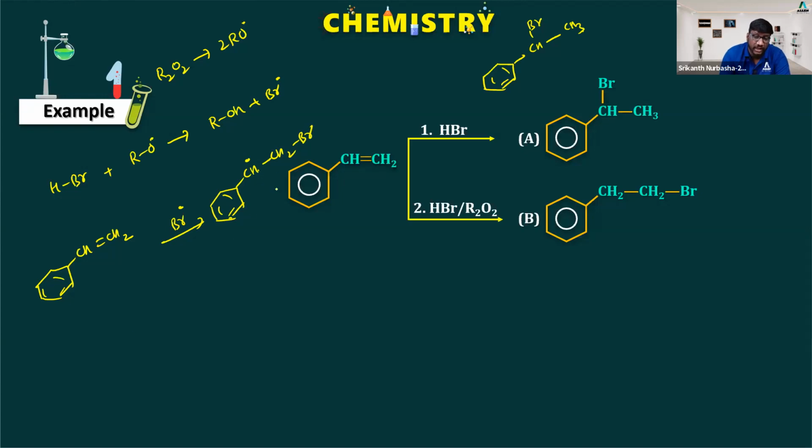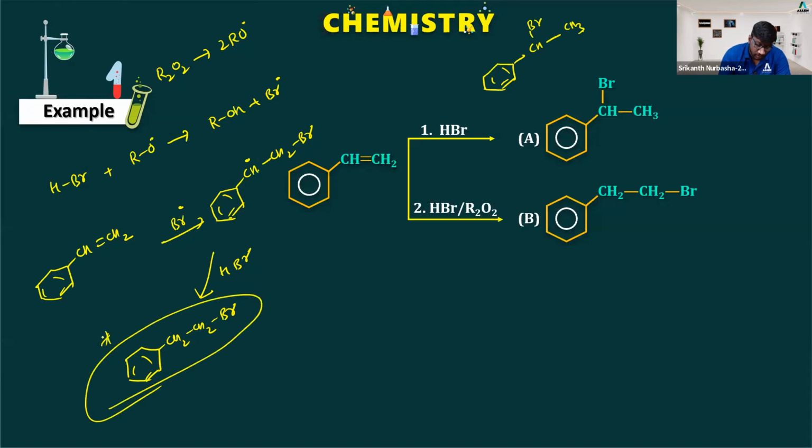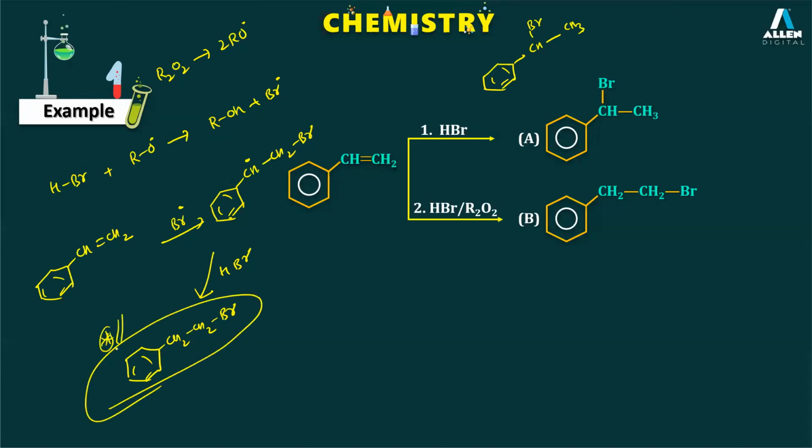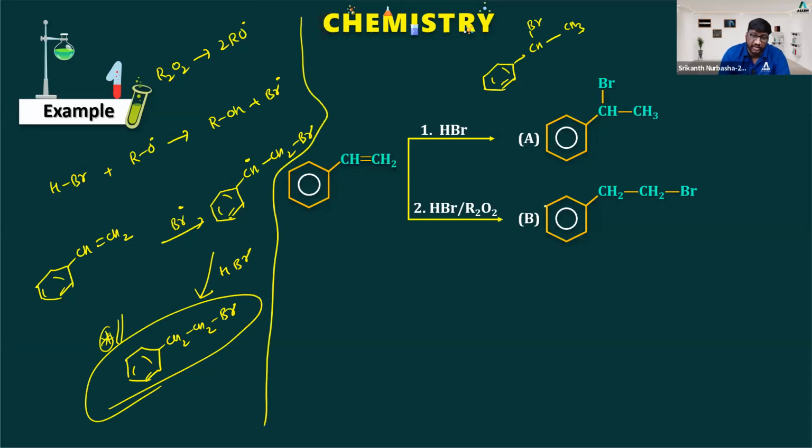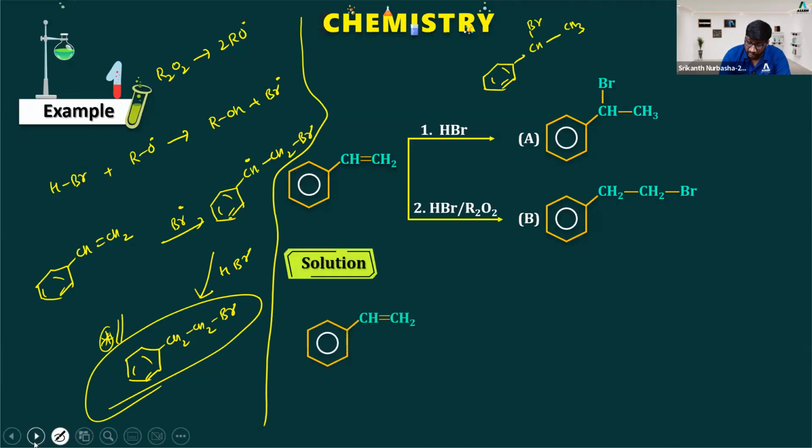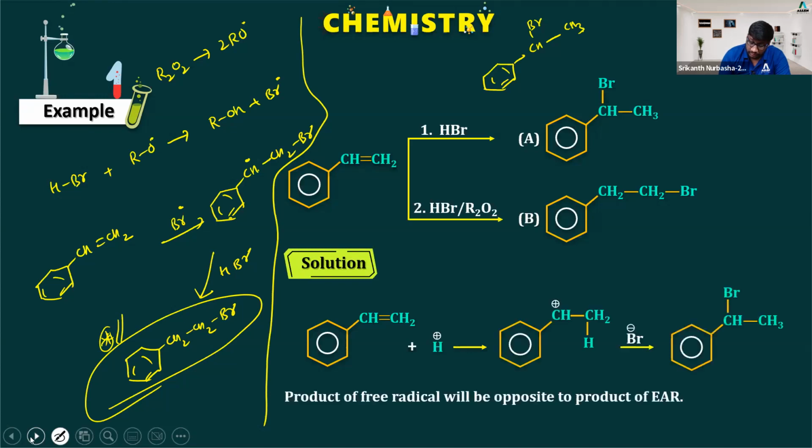This is a benzylic free radical, which is even more stable. So this will finally react with HBr to form the respective compound CH2, CH2Br. Everyone got this or not? Here, whatever free radical is obtained is not just secondary, it is a benzylic free radical, which is even more stabilized by resonance. So obviously that will be your right answer. The product of a free radical addition will be opposite to that of the electrophilic addition reaction.